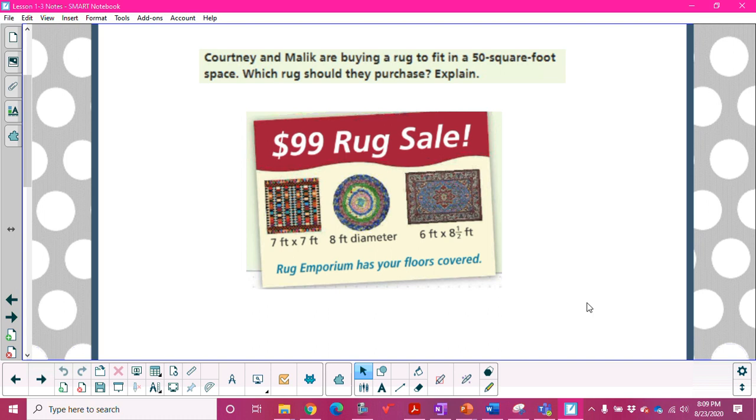And explain. Okay, so it's a $99 rug sale, so all three of these rugs cost the same amount of money. But they need their rug to fit into their 50 square foot space, so it can't be bigger than 50 square feet because that's all the space that they have. So let's see the three different options and see which one will better fit their space.